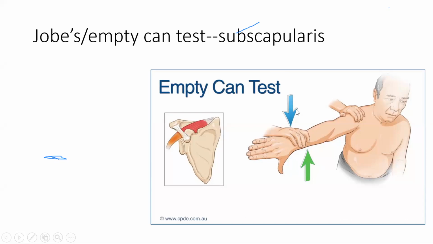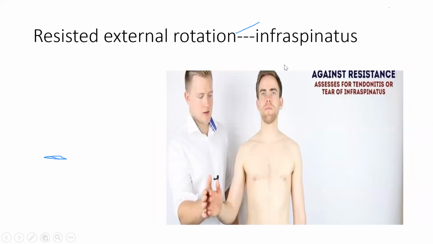So the subscapularis action is adduction and internal rotation. It is an anterior muscle. Now we have the last two muscles, which are infraspinatus and teres minor. Their main action is external rotation. So how do you test external rotation for infraspinatus and teres minor? It is mainly for both, not just for infraspinatus, it is for both.